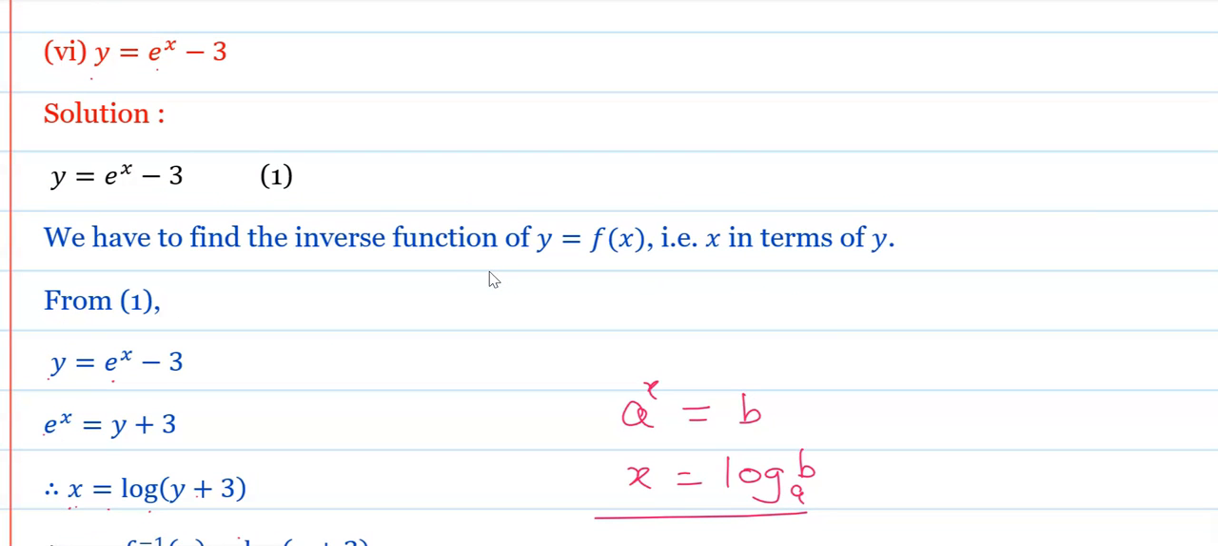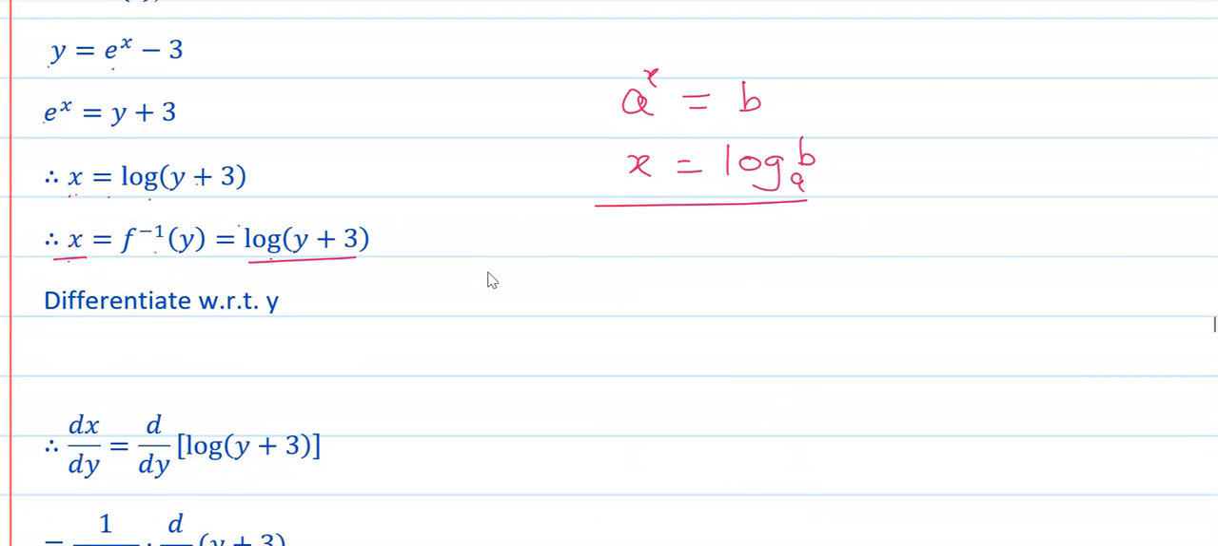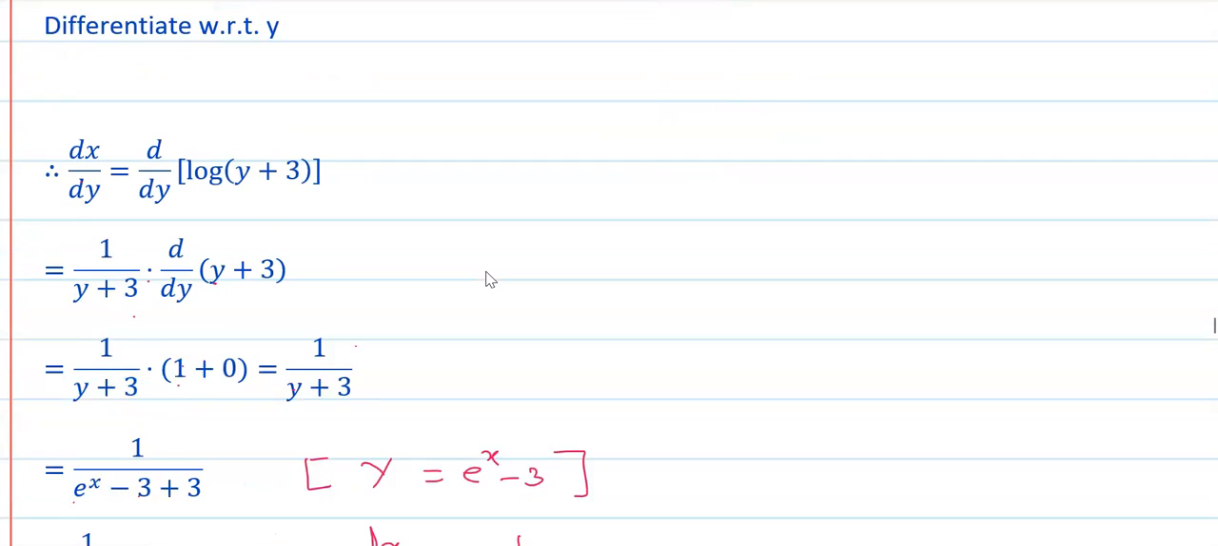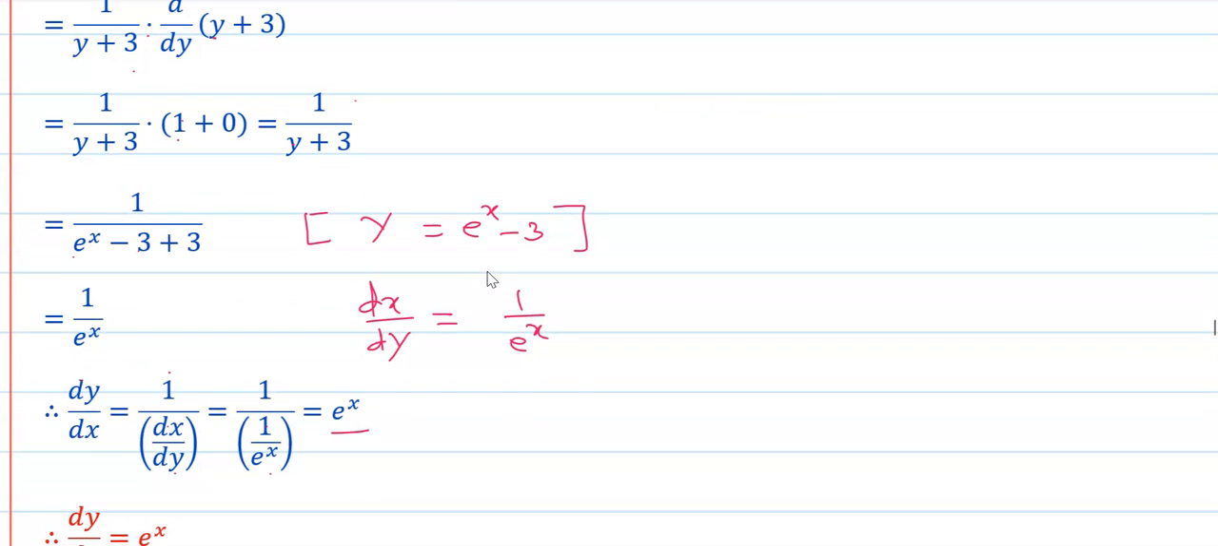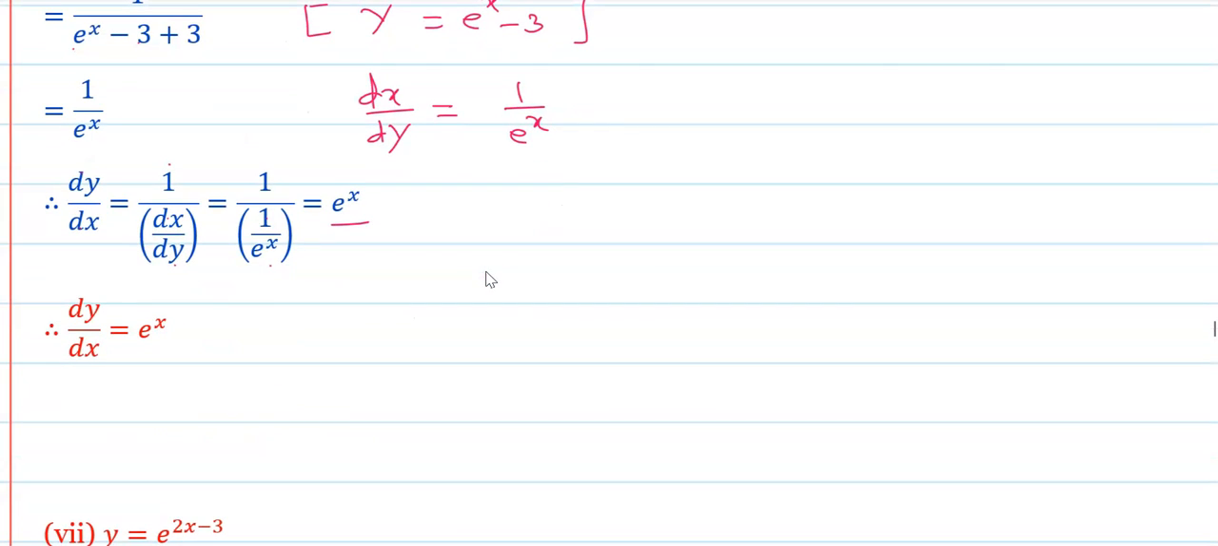That is, express x in terms of y first, differentiate with respect to y, again put back the value of y, find out dx upon dy in terms of x, use the definition of the inverse of the function, that is dy by dx is equal to 1 upon dx upon dy, substitute the value of dx upon dy which is in terms of x, then you will get the answer.